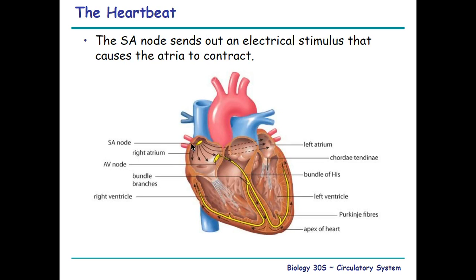So the SA node sends out an electrical stimulus that causes the atria to contract. This is what gives us our heartbeat. And so you can see here in the right atrium where the SA node starts the impulse, where it reaches the AV node, right? That sends the signal down the bundle of His into the Purkinje fibers, okay, and contracts the ventricles.